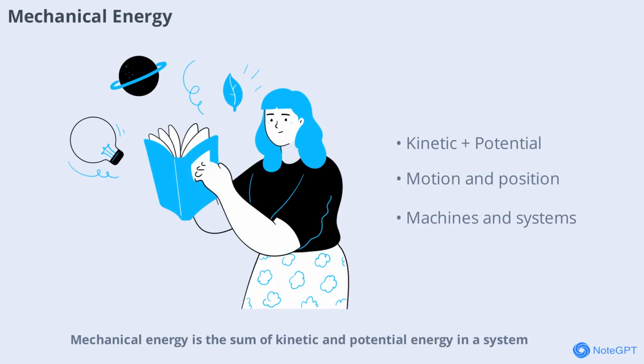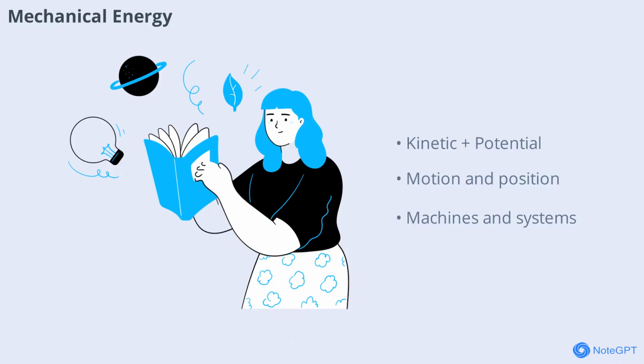Mechanical energy is the sum of kinetic and potential energy in a system. It's the energy associated with the motion and position of objects. For example, a swinging pendulum has both kinetic and potential energy at different points in its swing. Understanding mechanical energy helps explain how machines and natural systems work efficiently.